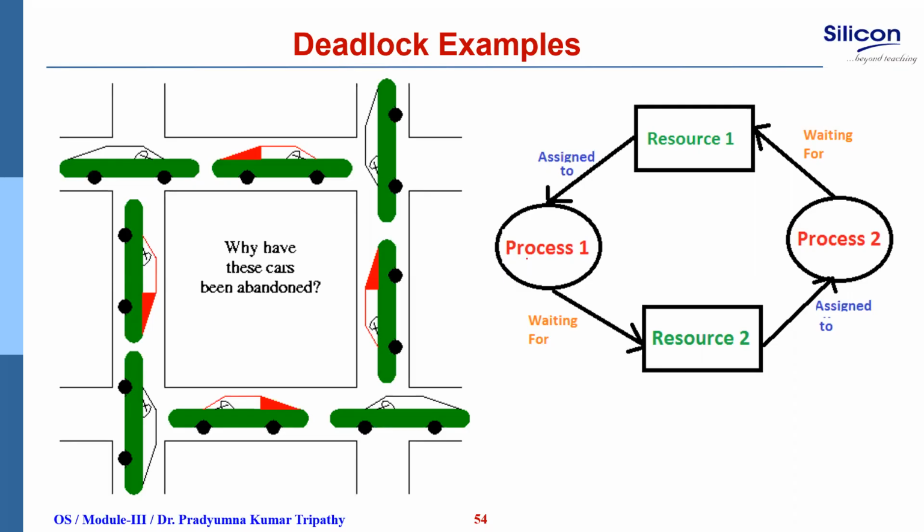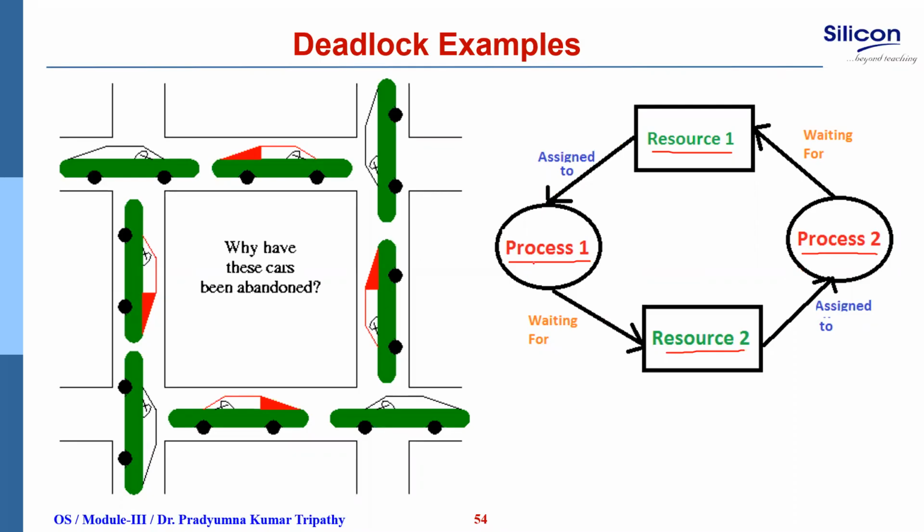Just look over here. Suppose this is process 1 and this is process 2. There are 2 processes and 2 resources. Correct? Resource 1 may be a hard disk or something. Resource 1 is allocated to process 1. Resource 2, which may be memory, is allocated to process 2.